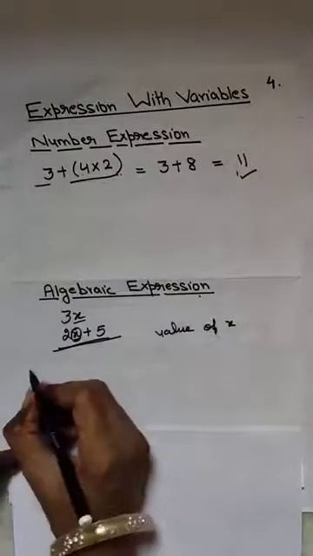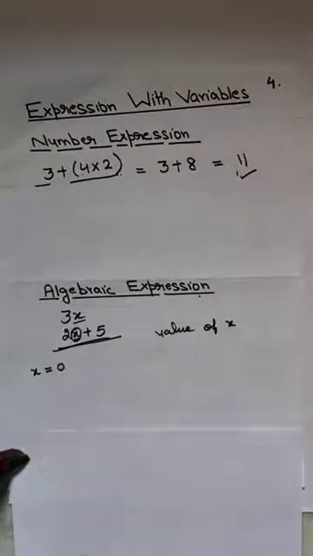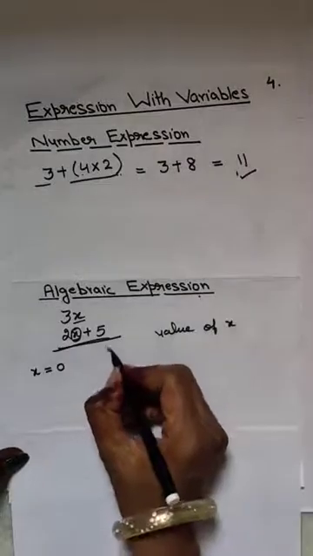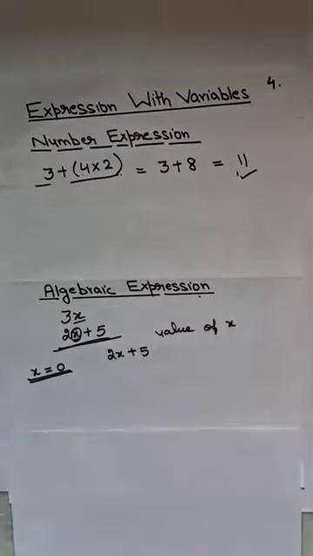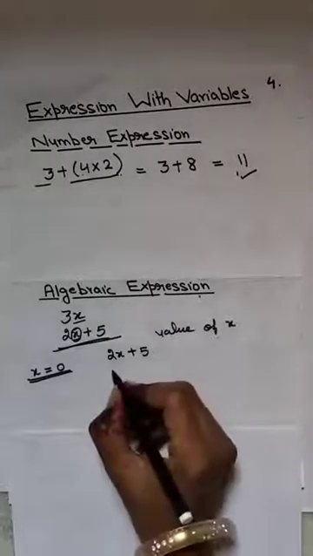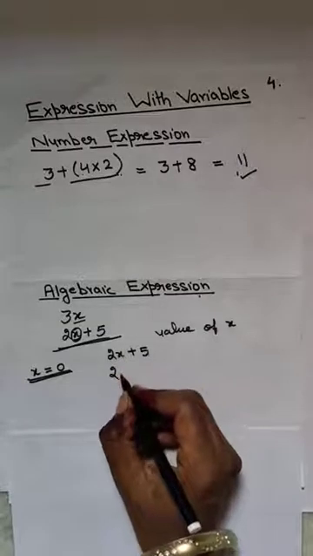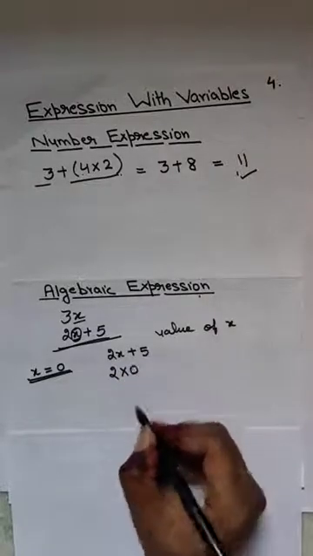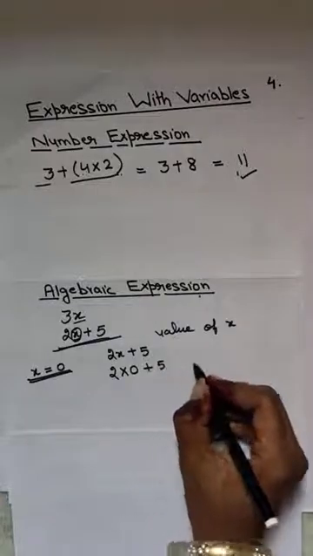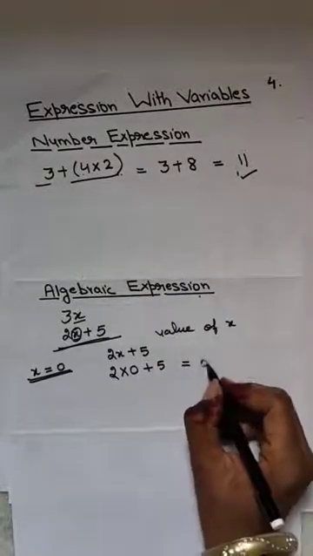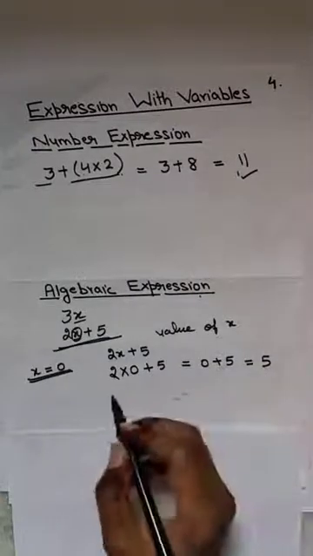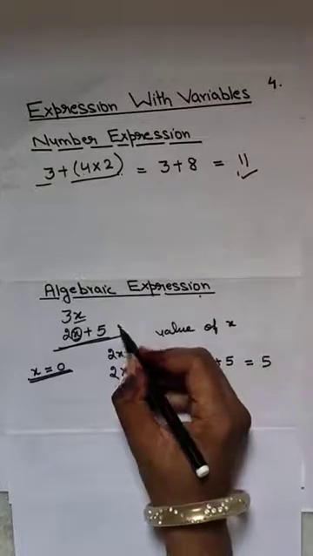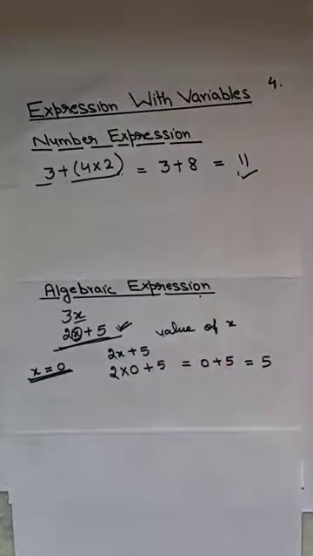Now suppose we have x equal to 0. Okay, our expression is 2x plus 5 and x equal to 0. This is our value of x. So how we will solve it? 2x means 2 multiplied by x. So it is 2 multiplied by 0. Then plus 5. So 2 zeros are 0 plus 5, which is equal to 5. So we are able to find out the value of algebraic expression if we have the value of variable.